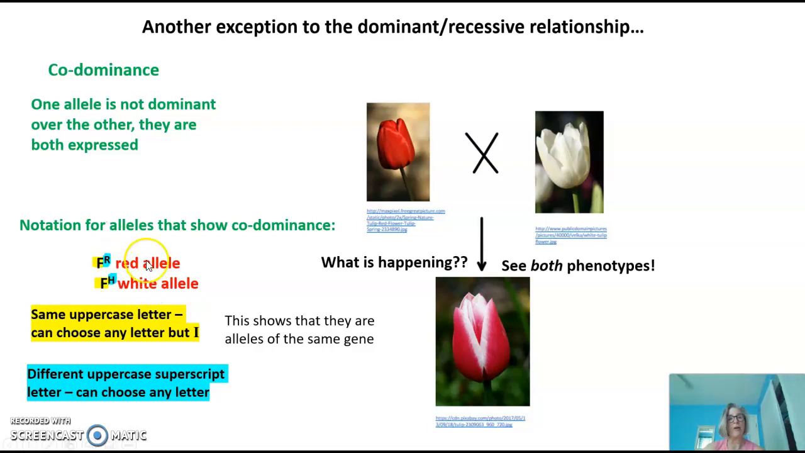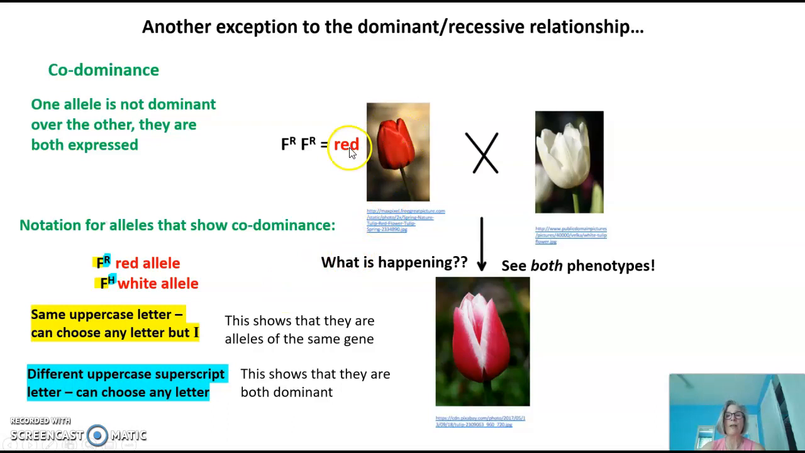You can choose any letter, but they should be different from each other. And this is going to show that they're both dominant, because both of these superscripts are in uppercase. It shows that they're dominant because they're both being held onto by this other letter that is in uppercase. It shows that they are alleles of the same gene.